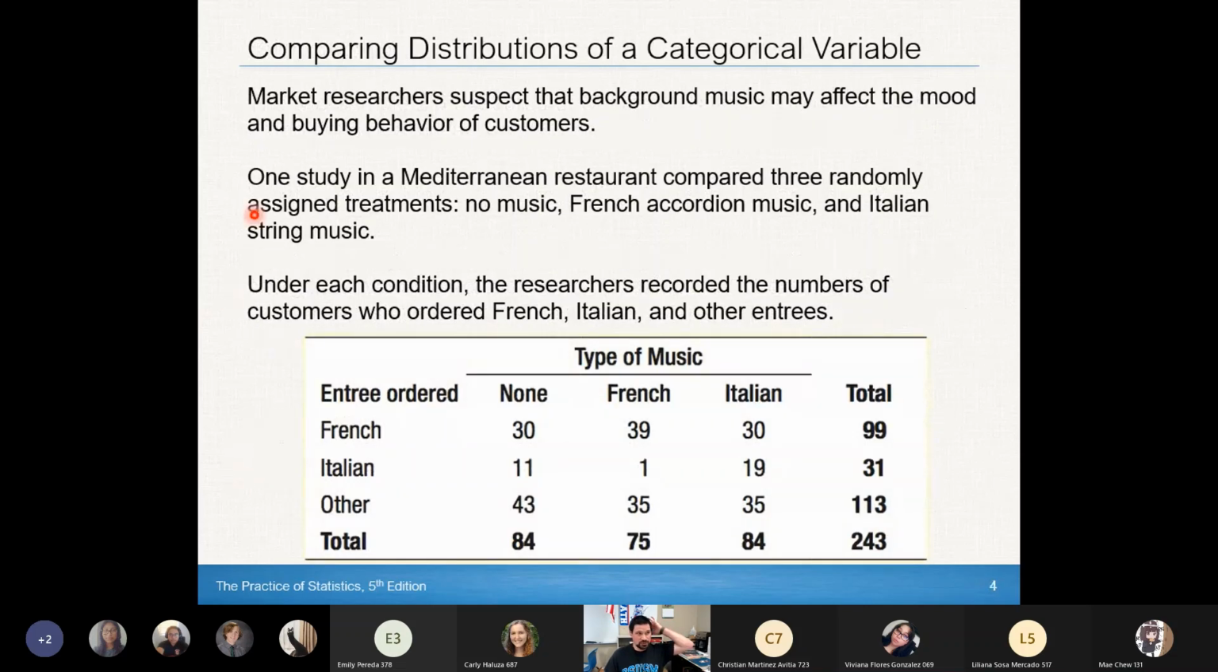Start by comparing distributions. Market researchers suspect that background music may affect the mood and buying behavior of customers. One study in a Mediterranean restaurant compared 3 randomly assigned treatments: no music, French accordion music, and Italian string music. Under each condition, the researchers recorded the numbers of customers who ordered French, Italian, and other entrees. And this is their observed data. We have the type of music and entrees ordered in our two-way table.